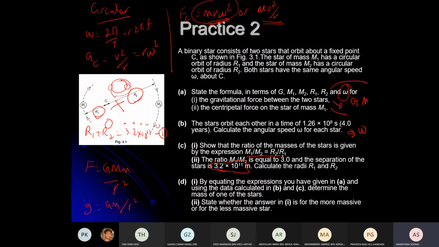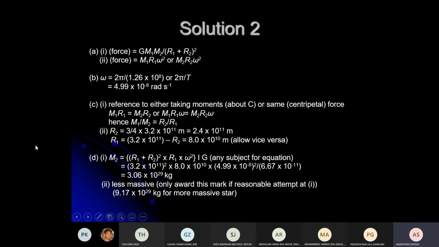The second equation is this one, M1 over M2 equals R2 over R1. M1 over M2, they give 3. So the second equation is R2 over R1 equals 3. After that it is maths: 2 unknowns with 2 equations. You can solve the equations. Okay, so that's the answer for this.